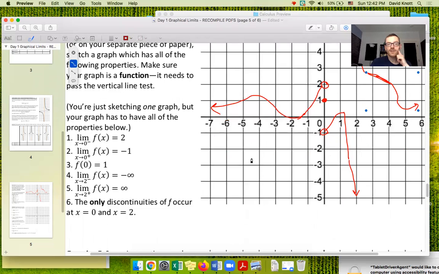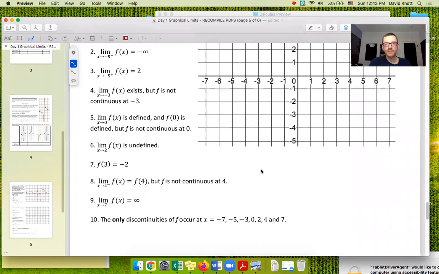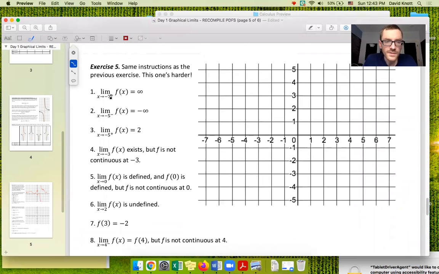I'm going to start exercise number 5. Although I will say that 5 is pretty intense. There's kind of a lot. So let's see. The limit as x approaches -7 from the right should be positive infinity. So as I approach -7 from the right, the graph needs to be going up to positive infinity like that. As x approaches -5 from the left, the graph needs to be going to negative infinity. So as I approach -5 from the left, it should be going down to negative infinity like that.